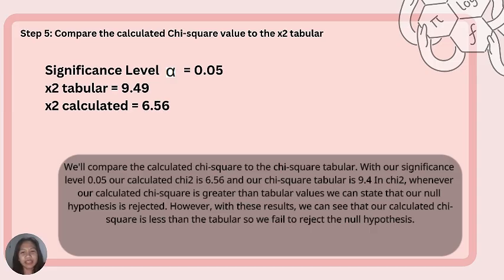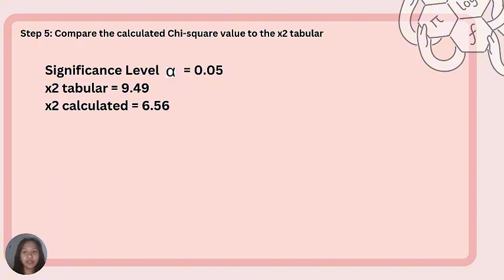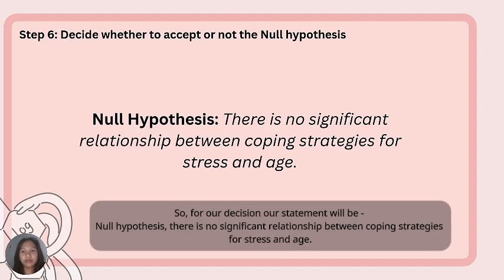In chi-square, whenever our calculated chi-square is greater than the tabular value, we can state that our null hypothesis is rejected. However, with these results, we can see that our calculated chi-square is less than the tabular. So we fail to reject our null hypothesis. For our decision, our statement will be: null hypothesis, there is no significant relationship between coping strategies for stress and age.